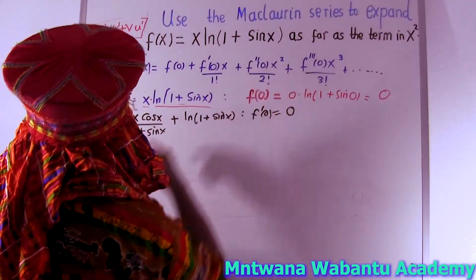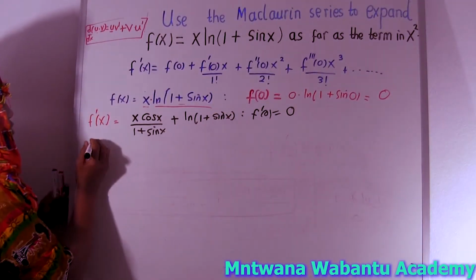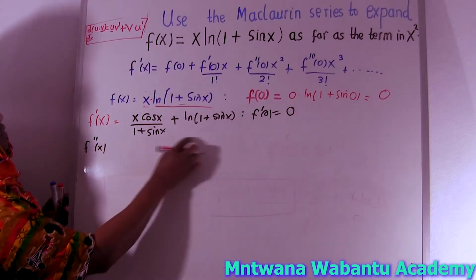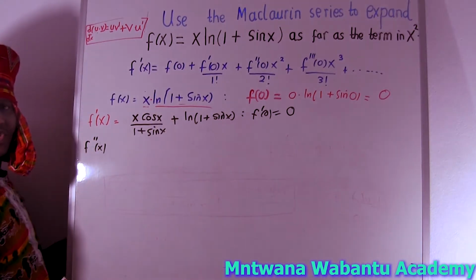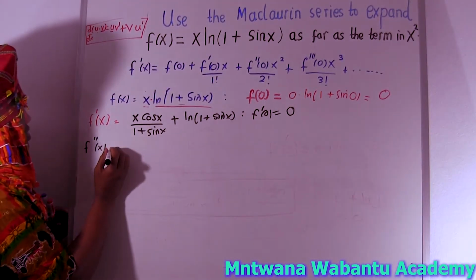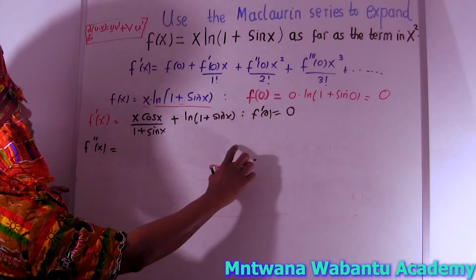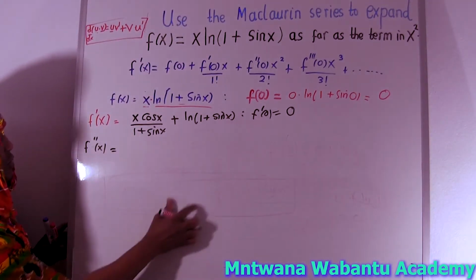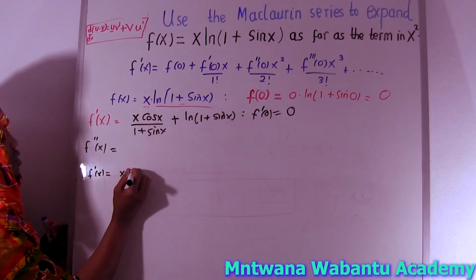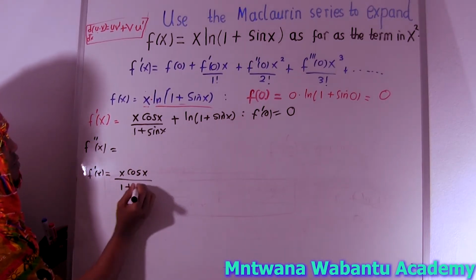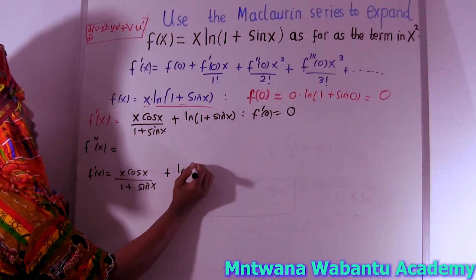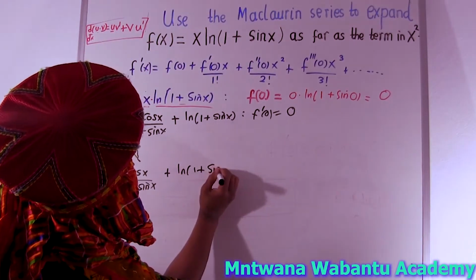Means you want to get this. Okay, so now second prime means we have to differentiate, but this is a quotient here, it is division. I'll do it aside, but in the exam, make sure you show everything. So now let me start. So f prime equals x cos of x over 1 plus sin of x, and then we have plus ln of 1 plus sin of x.